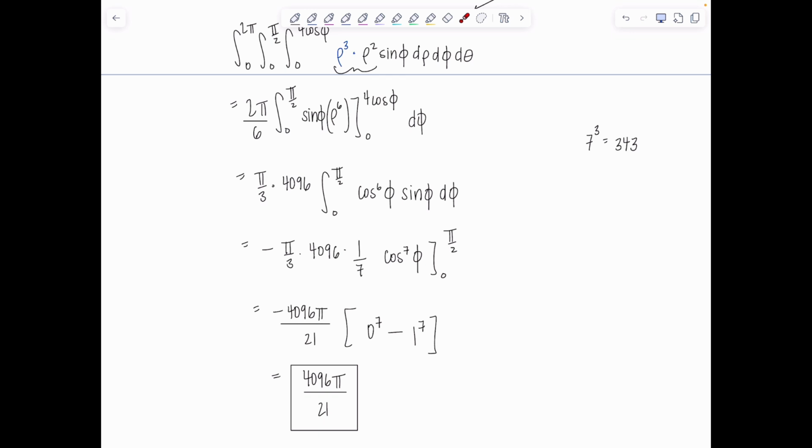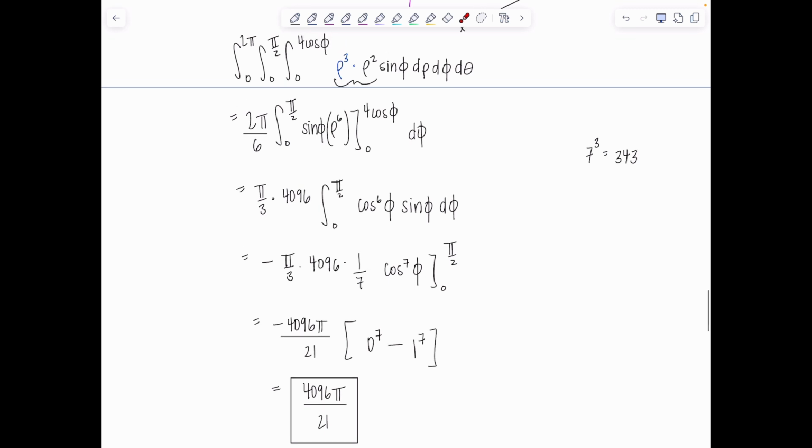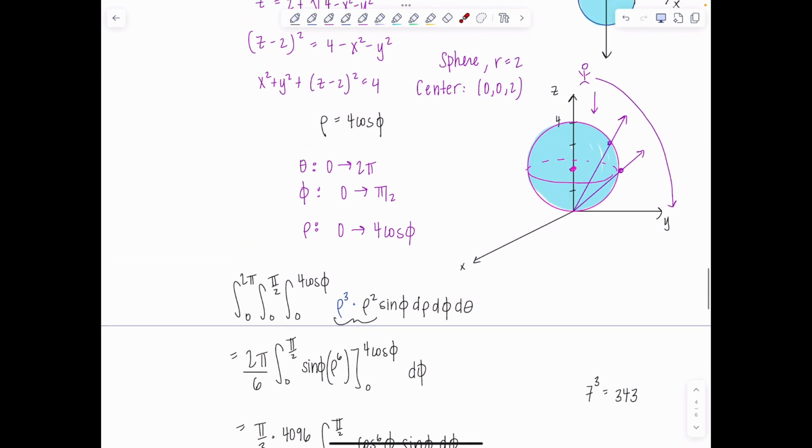Okay, is that everything? We're good? One more time. You said phi only goes from 0 to pi over 2? Phi can go to pi, but in this problem, pi over 2, because it's sitting above the xy plane.